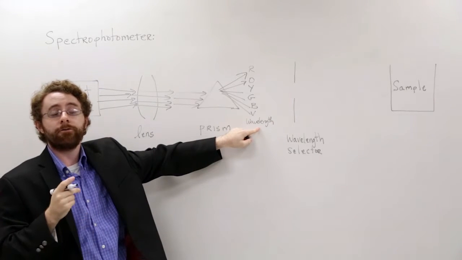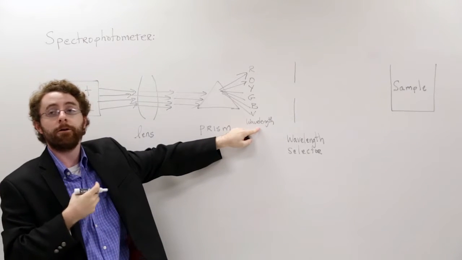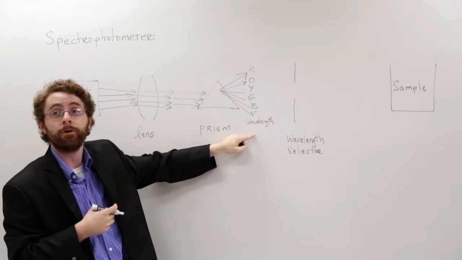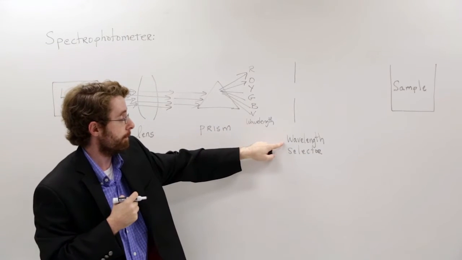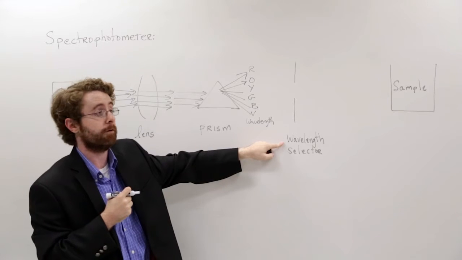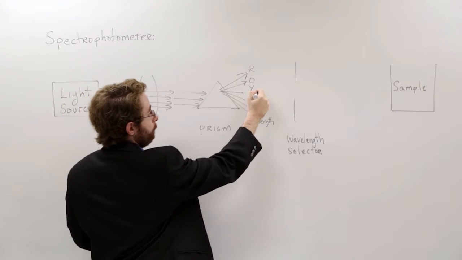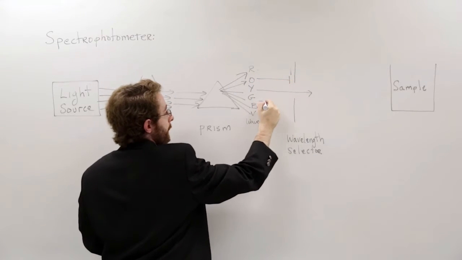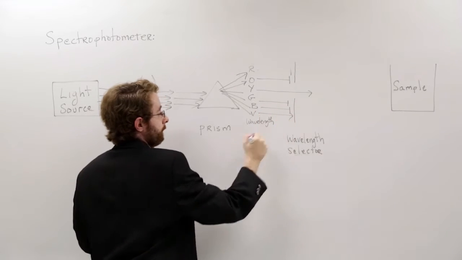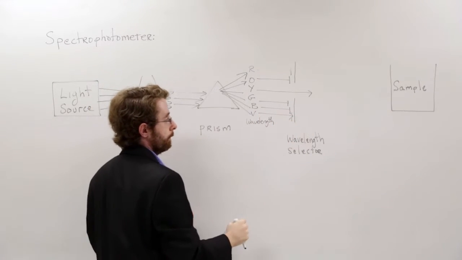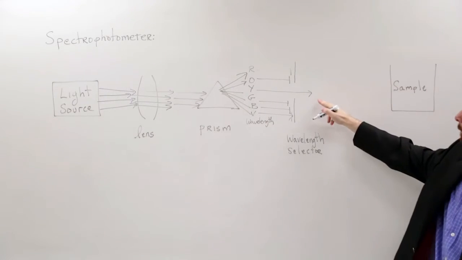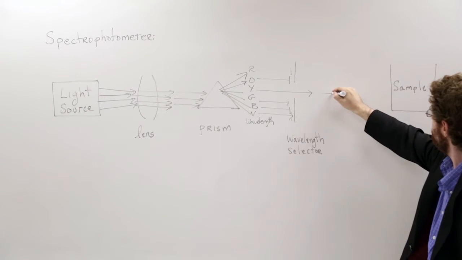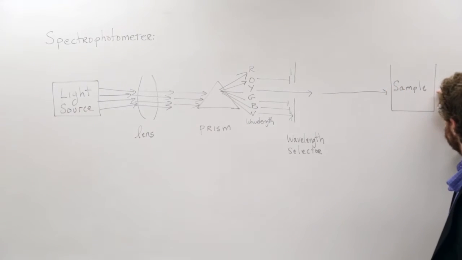Spectrophotometers look at a solution's ability to either absorb or transmit light at a particular wavelength. So when using a spectrophotometer, we typically select for a particular wavelength. That wavelength will pass through the selector, while all other wavelengths will not be able to pass through the selector. Once a wavelength has been selected, that wavelength of light is going to pass through a sample solution.